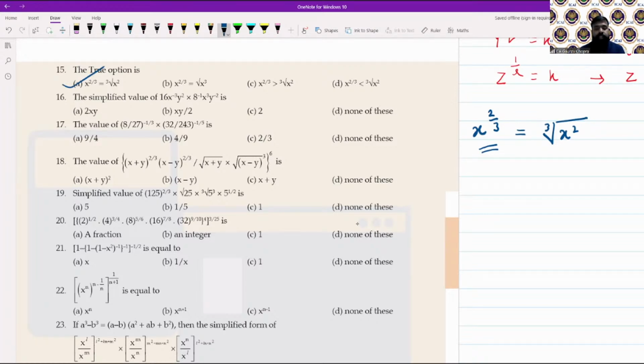Okay. Now the 16th one. In question number 16, we have 16 multiplied by 8, taking numbers together. Then x to the power of minus 3 and plus 3. y has power 2 and minus 2. So what will be left? So 16 multiplied by 8 is how much? 128. So let's see what is the correct answer. For question number 15, most of you have given the correct answer, that is option number A.